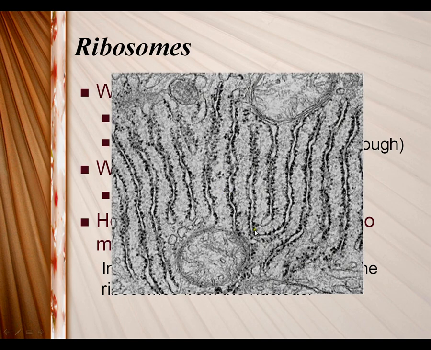Here's the micrograph picture. The endoplasmic reticulum is this long, sort of maze-like structure of membranes, and the tiny little dots that are attached to it are the individual ribosomes.